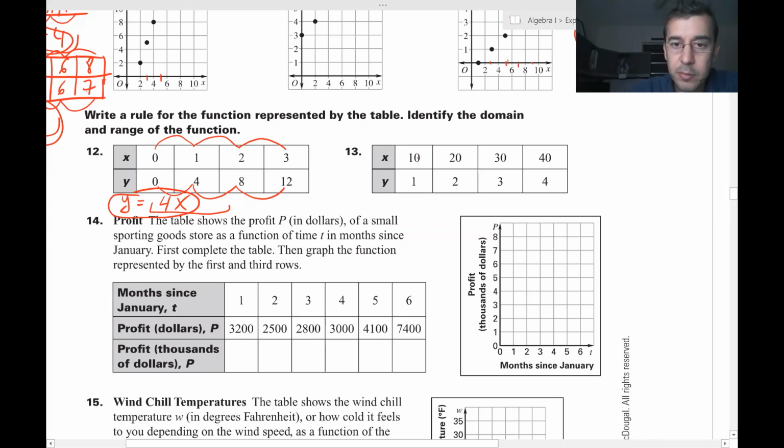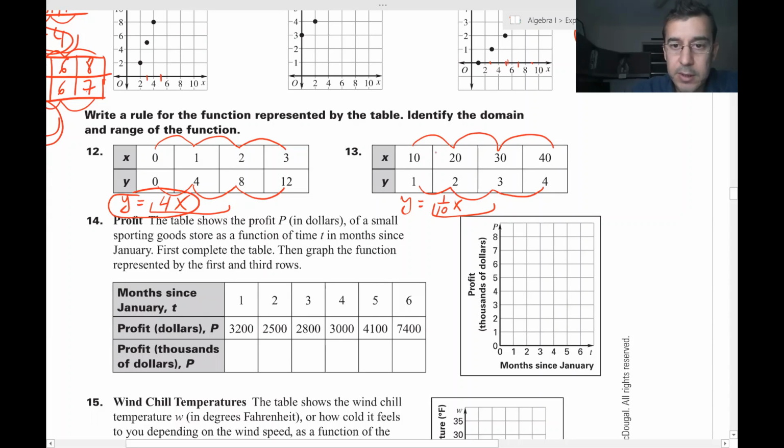Number 13, the domain is 10, 20, 30, 40. The range is 1, 2, 3, 4. The rule for the function is, we see the y values increment by 1. The x values increment by 10. So we have to do 1 over 10x.